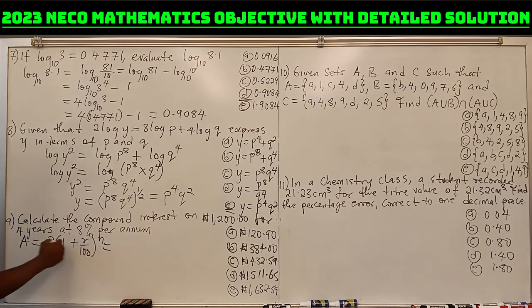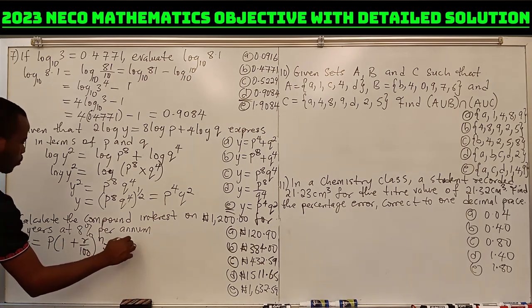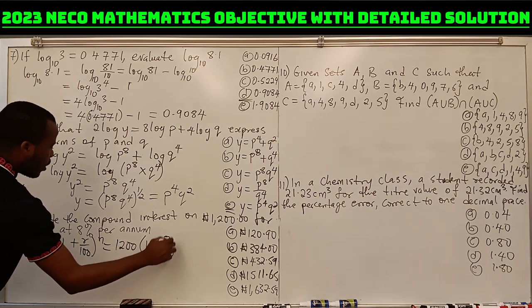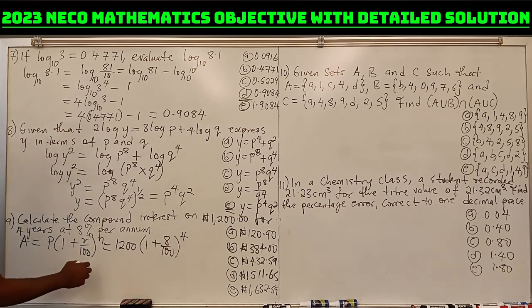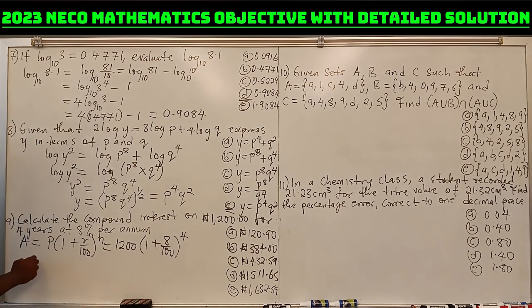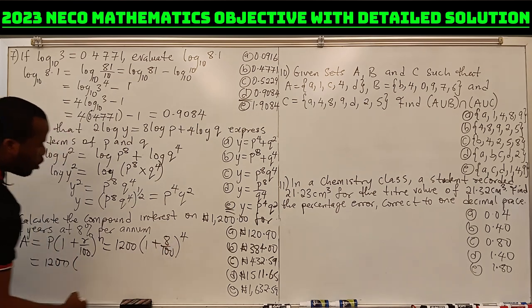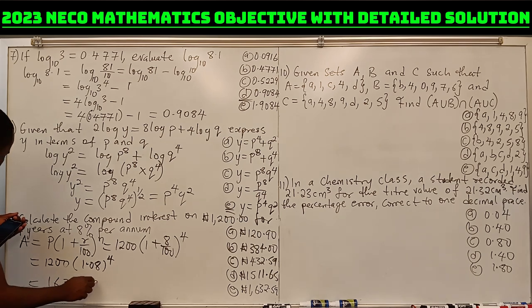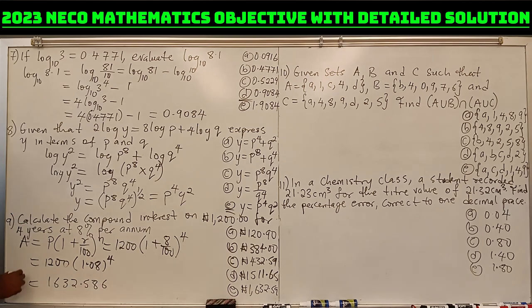And if we substitute, principal is 1,200 times 1 plus 8 over 100 to the power 4. And so, if we simplify this, we'll have 1,200. This is 8 over 100 is 0.08. This is 1.08 raised to the power 4. Multiplying this, this is 1632.586. So, this is our amount.